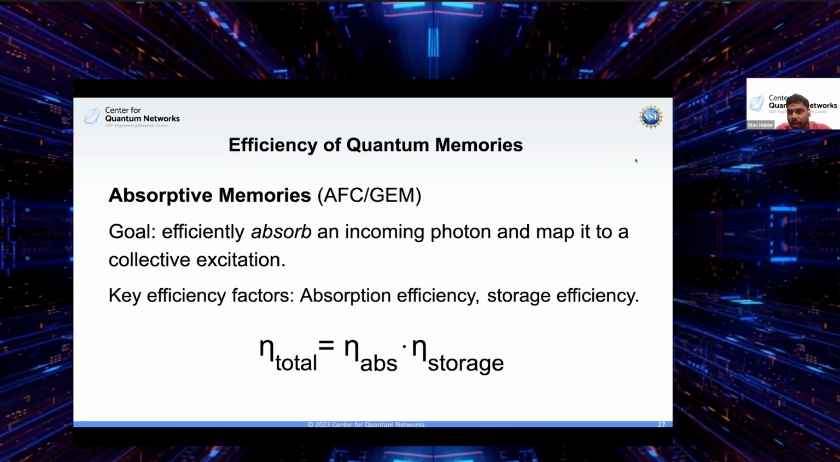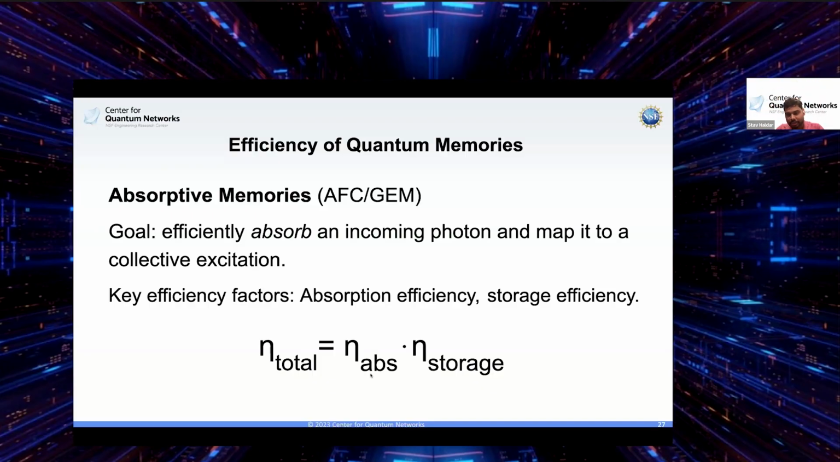So the efficiency factor here would depend on two individual factors. One of them is what is called the absorption efficiency, right? Which is essentially, just think of it as, if I send 100 photons, how many of them actually get inside the memory. And then there's another factor which is called the storage efficiency, which tells you, okay, it's inside, it's coupled to the memory now, but I still have to convert my information which is stored in the photonic degree of freedom to some atomic level.